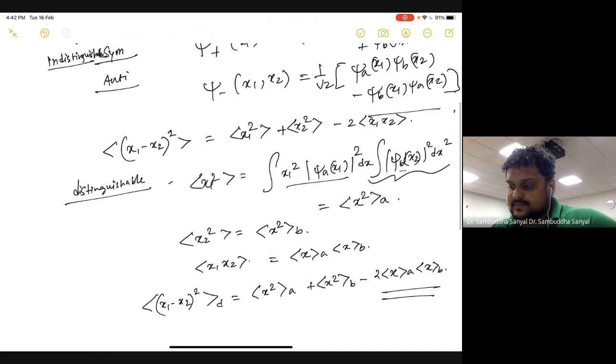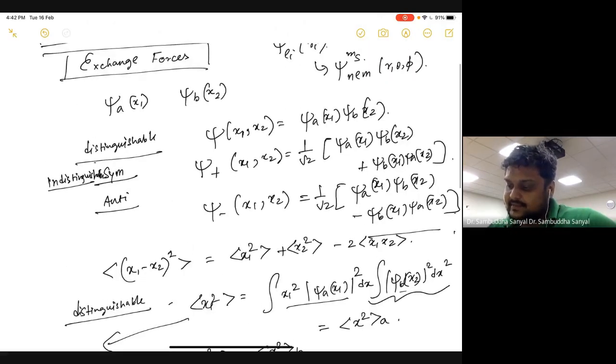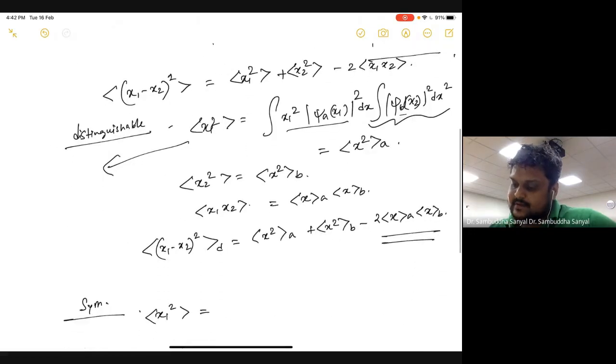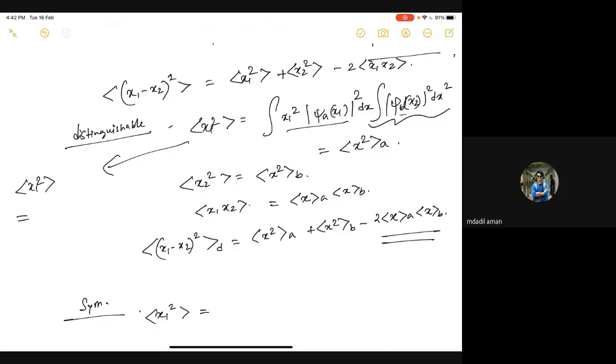So what is this quantity? How do we write it down in general? This is the psi, they call it distinguishable, so D. So what is this expression actually, x1 square? It is the expectation value of x1 square, basically.